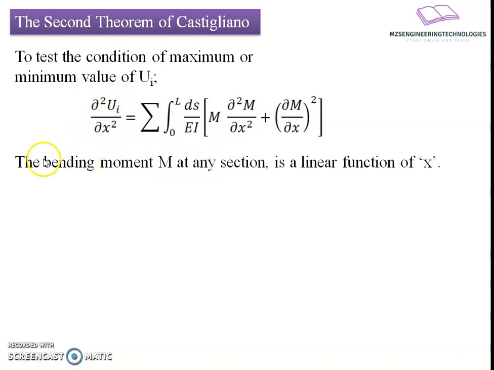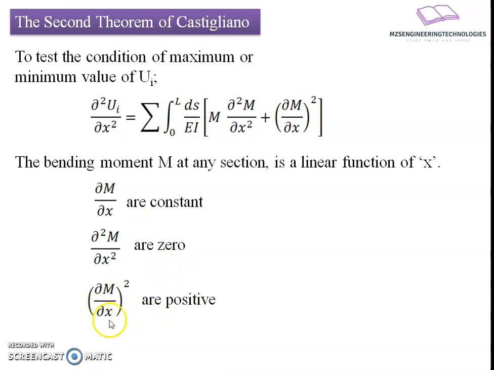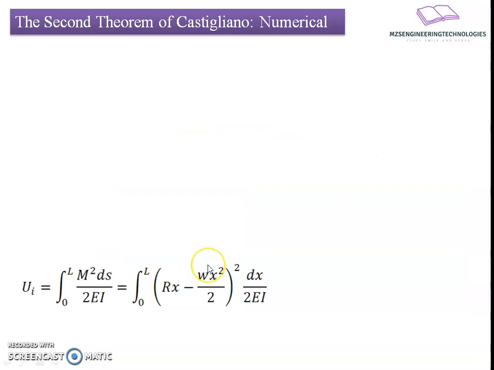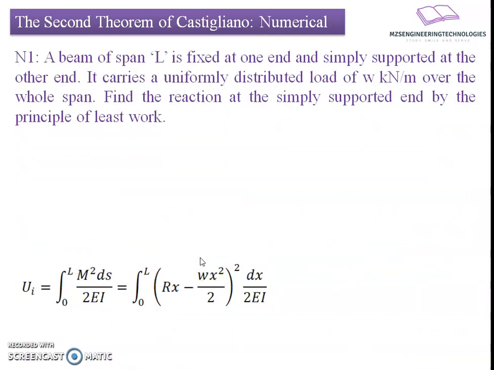Now if I separate the bending moment at any section, we can make a statement: the bending moment at any section is a linear function of x. It's going to have linearity with reference to change in length. So ∂m/∂x is our constant, and ∂²m/∂x², the derivative of this constant, will be 0, and (∂m/∂x) whole square is a positive value. Hence, of all infinite values of X satisfying the condition of equilibrium, the actual value of X is given by the value for which strain energy stored is minimum. That's a slight proof of Castigliano's second theorem. Let's have one numerical for complete understanding of the concept.